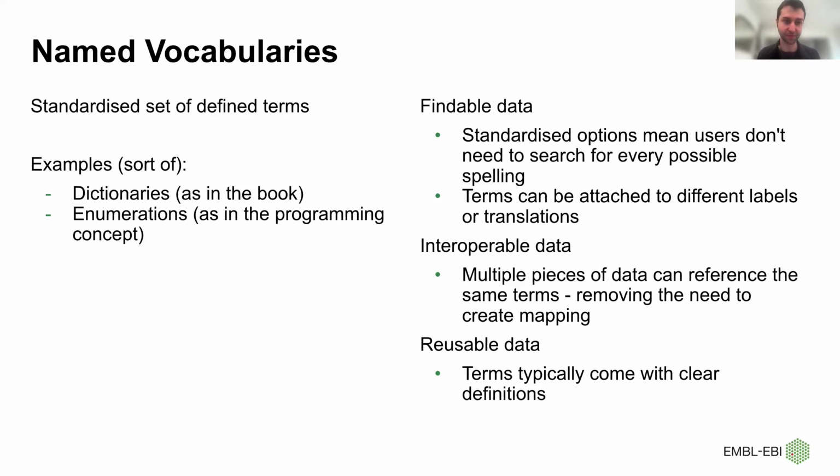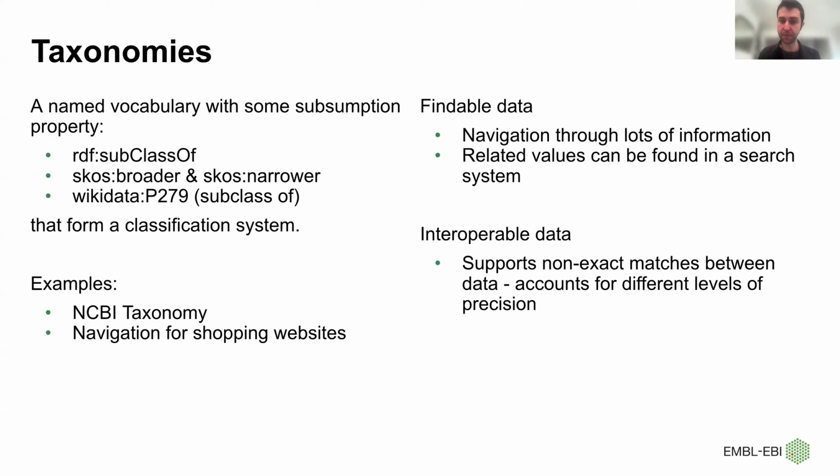Okay, so taxonomies, they're the next step up in complexity. They're a named vocabulary with some subsumption property, which forms a classification system. So by subsumption property, I generally mean that some set of things has been defined to always be contained within some larger set. So the set of all humans is included in the set of all mammals.